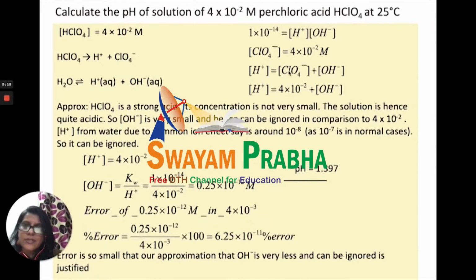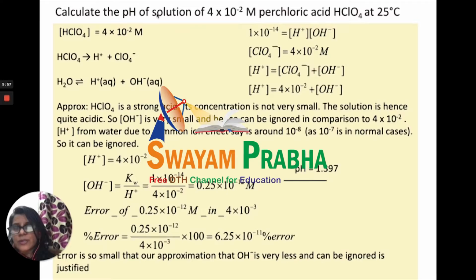Charge balance equation: H plus is equal to ClO4 minus plus OH minus. Now ClO4 minus we know is equal to 4 into 10 to the power minus 2 molar, and OH minus, because it's a strong acid solution, its value is going to be very small, so it can be neglected in comparison to 4 into 10 to the power minus 2. So all the H plus is therefore 4 into 10 to the power minus 2 molar. So OH minus is equal to Kw upon H plus. We substitute and we get 0.25 into 10 to the power minus 12 molar.